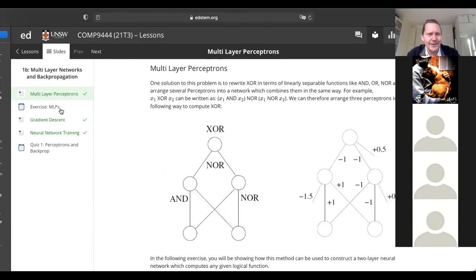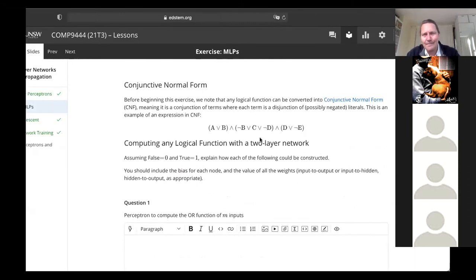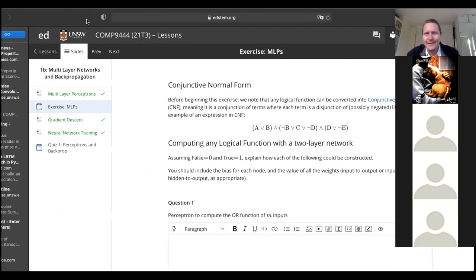But when I say a two-layer network, I guess I should mention this. This exercise shows that you can design a two-layer neural network by hand if you know the logical function to begin with. But normally we don't know the logical function, we just know a bunch of data. And if you've just got a bunch of data, a two-layer network might not be enough to learn that data.